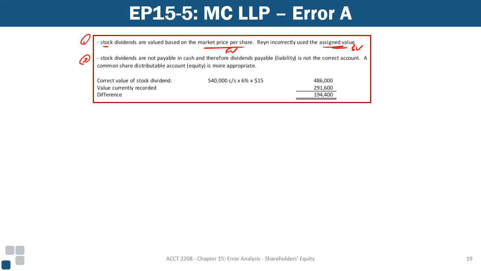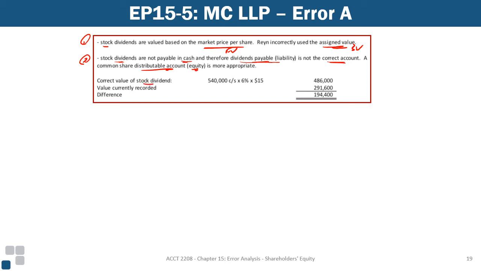And then number 2, the other thing is that stock dividends are not payable in cash. And therefore, dividends payable is not the correct account because they're not payable, right? Anything that is to be paid in cash. So we have an incorrect account here. They should have done a share distributable account, and it's an equity account. So just showing what they've got here.